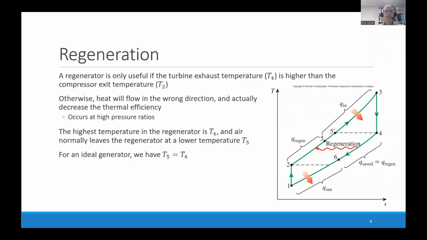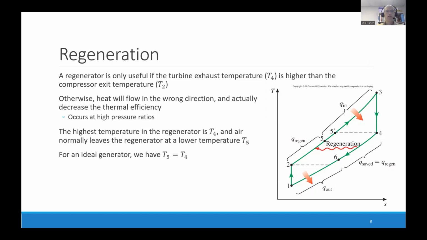Regeneration is only useful if these exhaust gases are actually at a higher temperature than those coming out of the compressor. In other words, if T4 is greater than T2. Again, be careful of the station numbering system. If sequential numbering is used, it is T5 that should be bigger than T2.